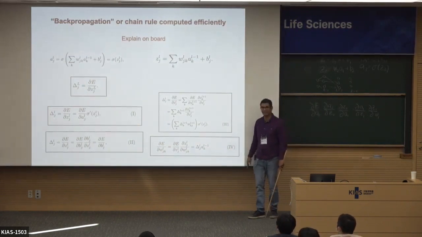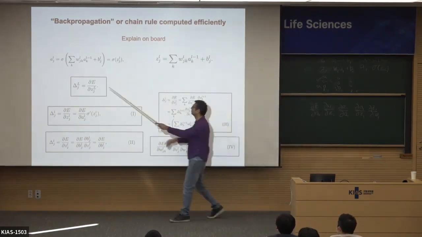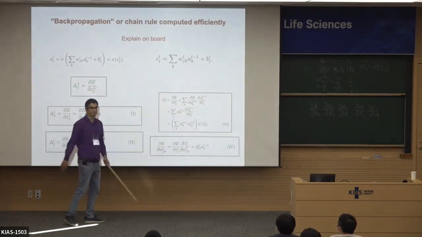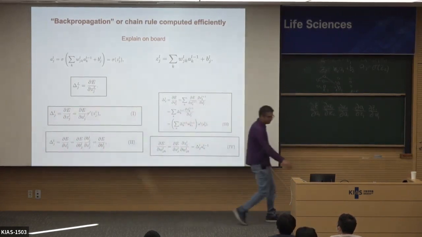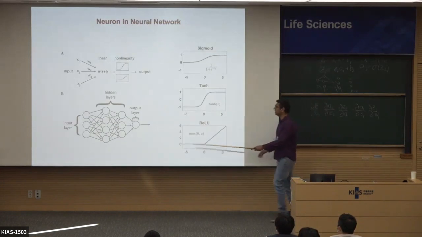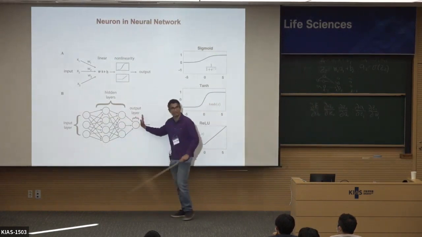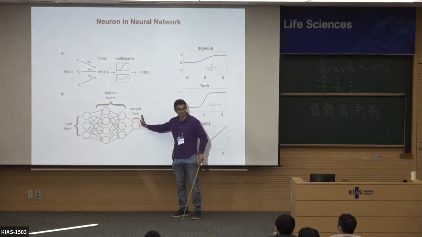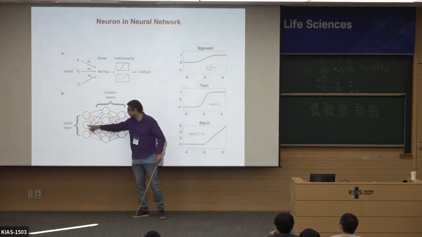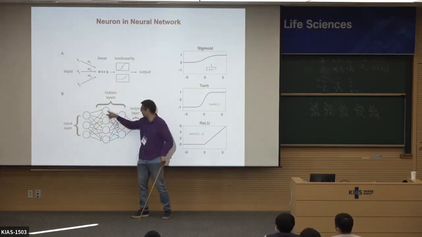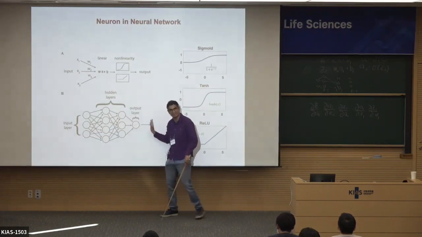But now look at the amazing thing. If I know the activities of everything, then I know the z's. So what I do is I give you some input. It's really computationally efficient to just calculate all the z's and a's, because that's just composing a function over and over again. I give you an input, I calculate the z's here, then the a's here, that allows me to calculate the z's here, then the a's, all the way to the end.